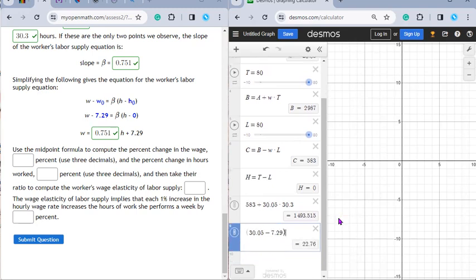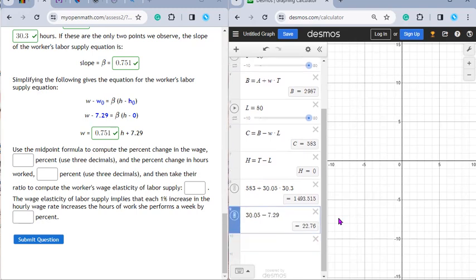So this right here is the change in the wage, right? That's the change in the wage. So we were at 7.29, now we're at 30.5. So that's the change in the wage. And then we need to calculate the average.